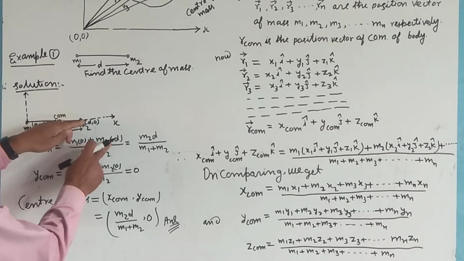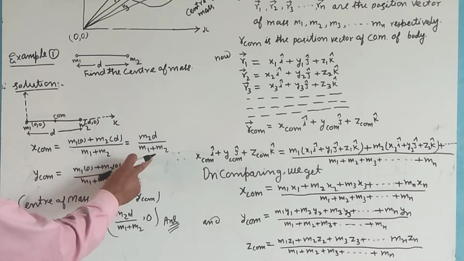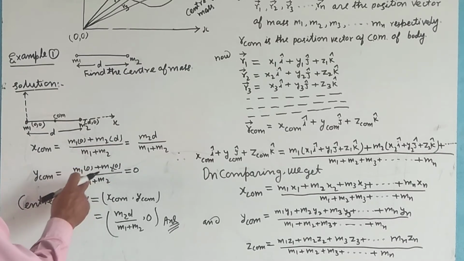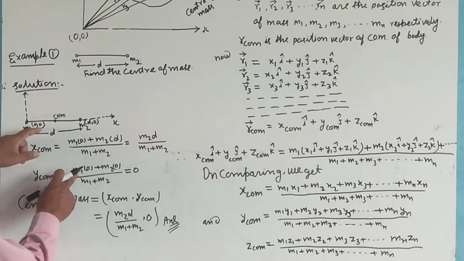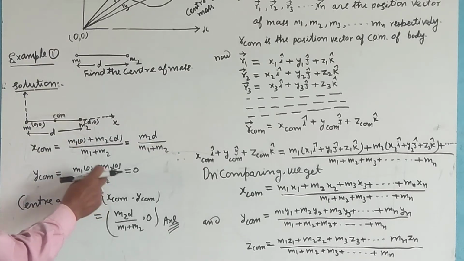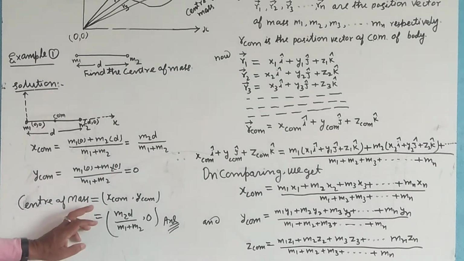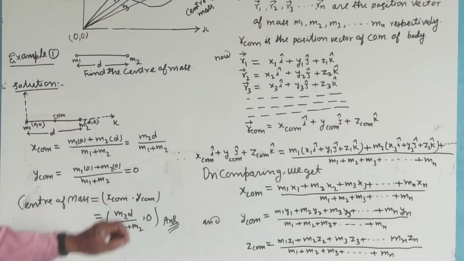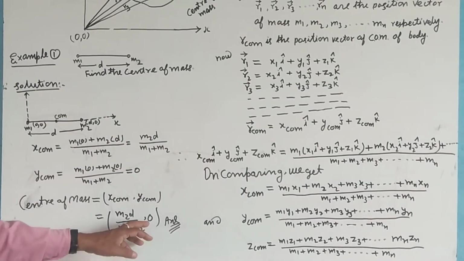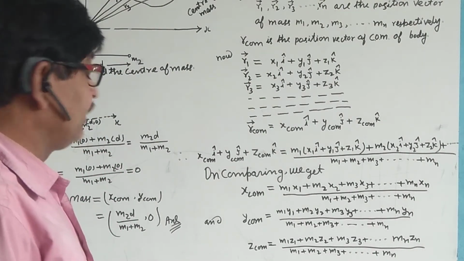so the x coordinate of the center of mass is equal to (m1 x1 + m2 x2) divided by (m1 + m2), which is (m1 times 0 + m2 d) divided by (m1 + m2). This is 0, so it is m2 d divided by (m1 + m2). The y coordinate of the center of mass is equal to (m1 y1 + m2 y2) divided by (m1 + m2), which is (0 + 0) divided by (m1 + m2), equal to 0. So the center of mass is (m2 d divided by (m1 + m2), 0). This is our answer.